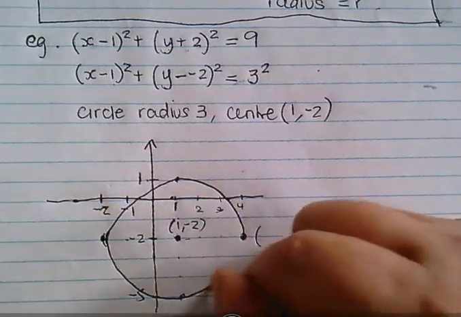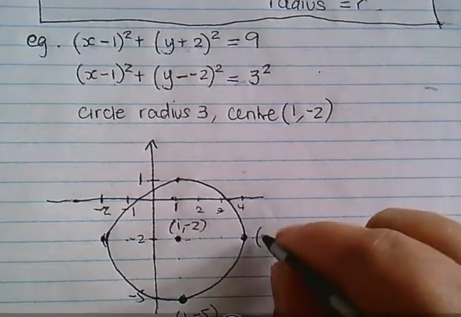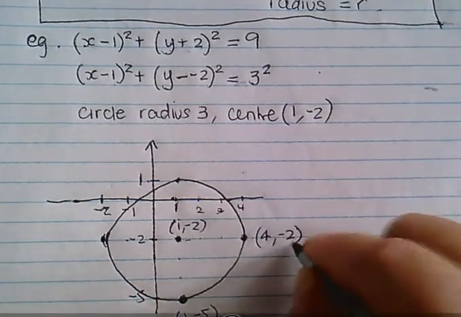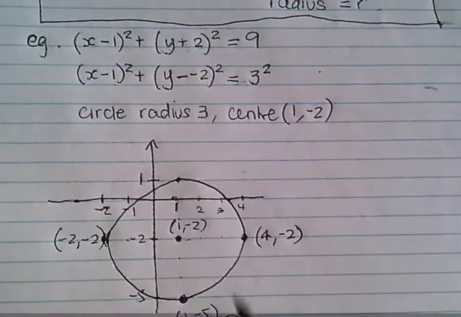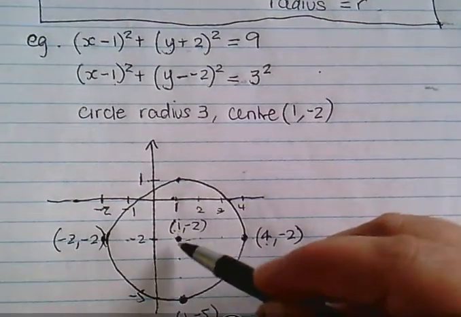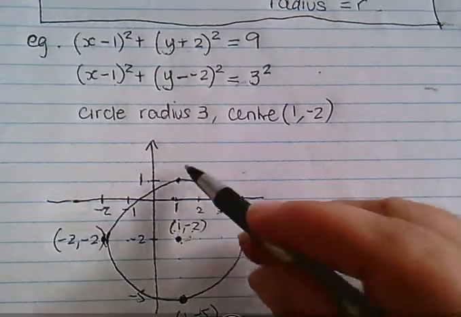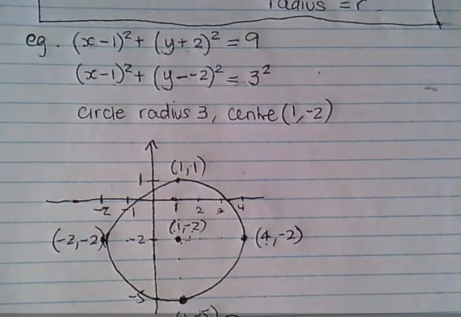Oh, well, it's not the best circle. But this is the point 1, -5. This is the point 4, -2. This is the point -2, -2. You can see the x value, add 3, the x value, subtract 3. The y value, subtract 3, the y value, add 3. Okay? So that's your circle.